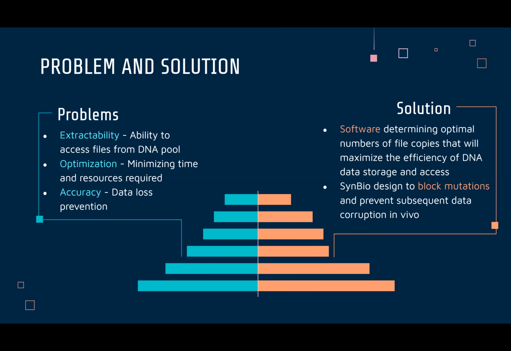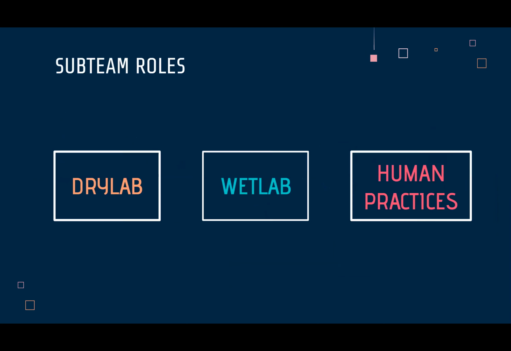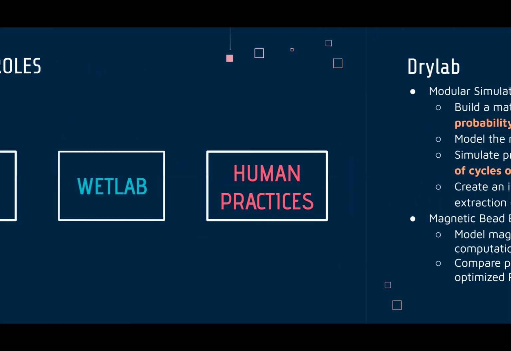And outside of just that piece of software, we also want to create a synbio design that will block mutations when data is stored in cells. Now, we'll talk about what each sub-team will be doing throughout the course of the project.